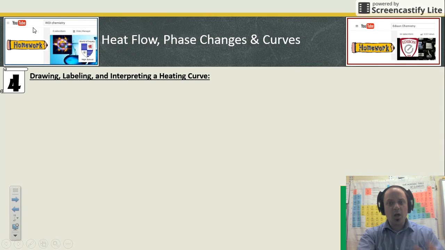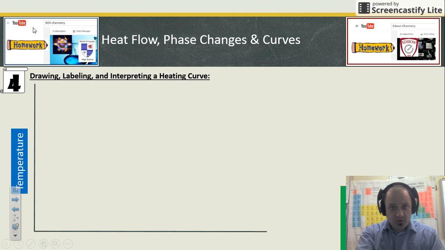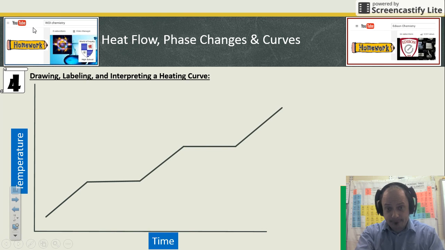Okay. To draw, label, and interpret a heating curve, it's pretty straightforward. You've got a y-axis and an x-axis. Y is always temperature, and x is always time. Okay. Then we draw slant, flat, slant, flat, slant to show the heating curve. Then we want to label it up.